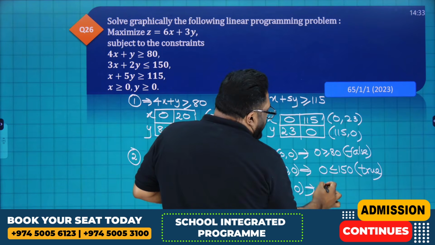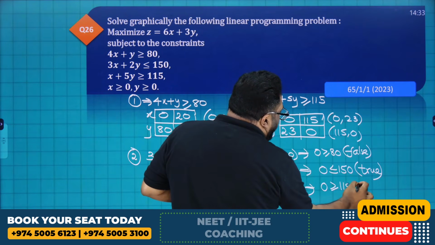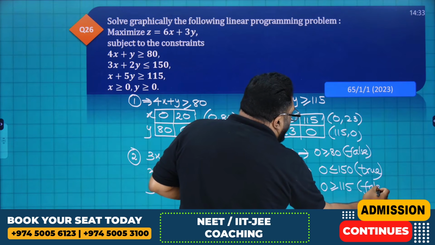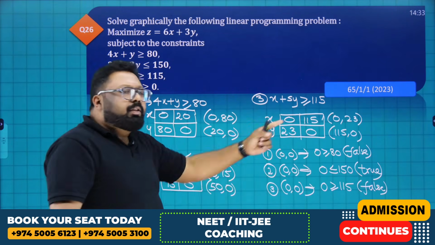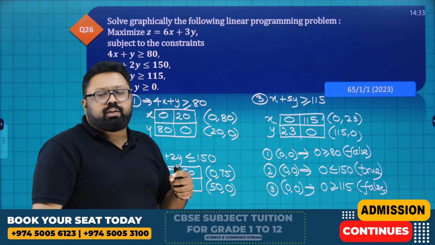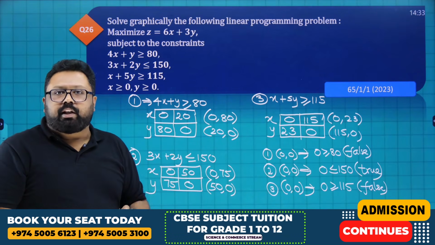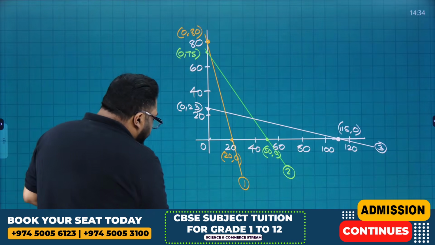0, 0 is greater than 115. That's again false. So only for equation number 2, it's a true region for 0, 0. But for the other 2 equations, it's false. So let's go to the equation over here.